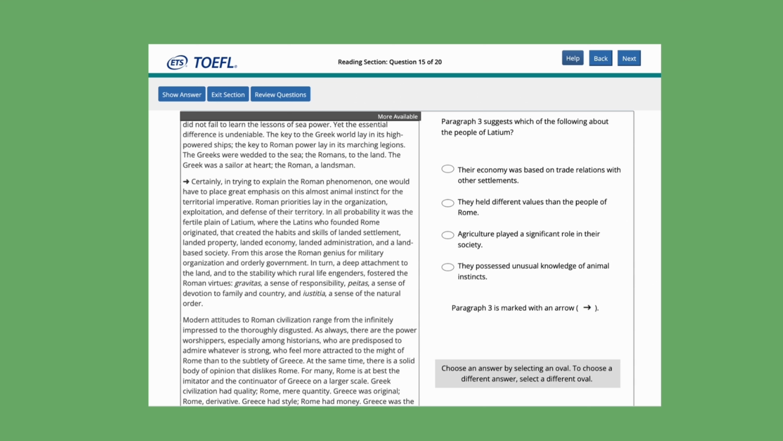Here's a screenshot from ETS. Notice that it uses the word suggests in the question. It says, paragraph 3 suggests which of the following about the people of Latium. So look out for the word suggests. You might also see the word inferred. What can be inferred about XYZ?